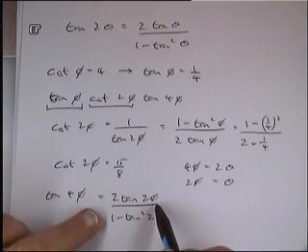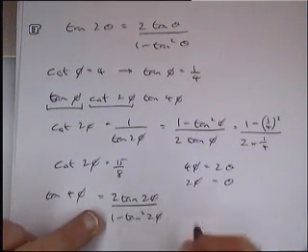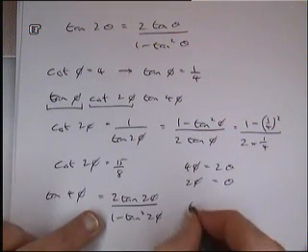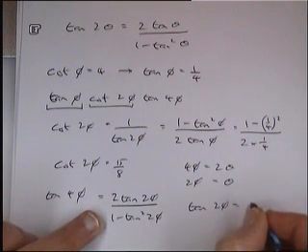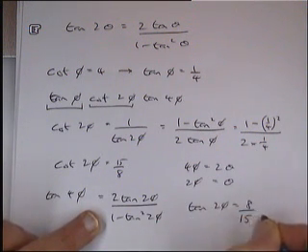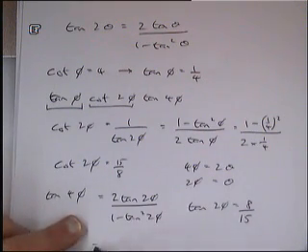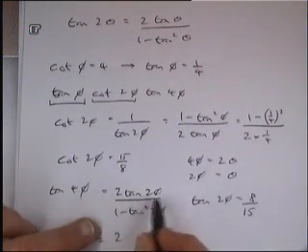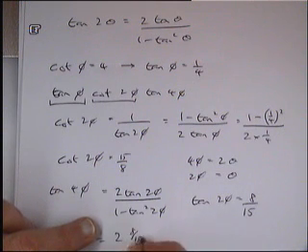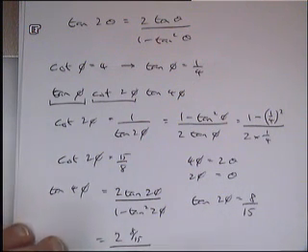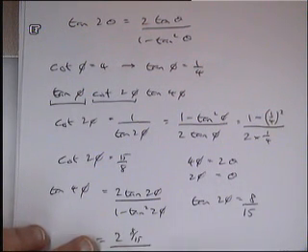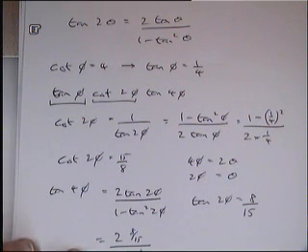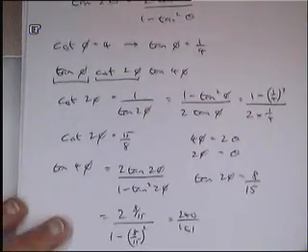And very easily I can find out what tan of 2 phi is. If cot of 2 phi is 15 over 8, then because tan is 1 over cot, tan of 2 phi is going to be 8 over 15. So I can put that in here. This is 2 tan of 2 phi, so it's 2 lots of 8/15 over 1 minus 8/15 squared. And if you work that out on a calculator, it's 240 over 161.